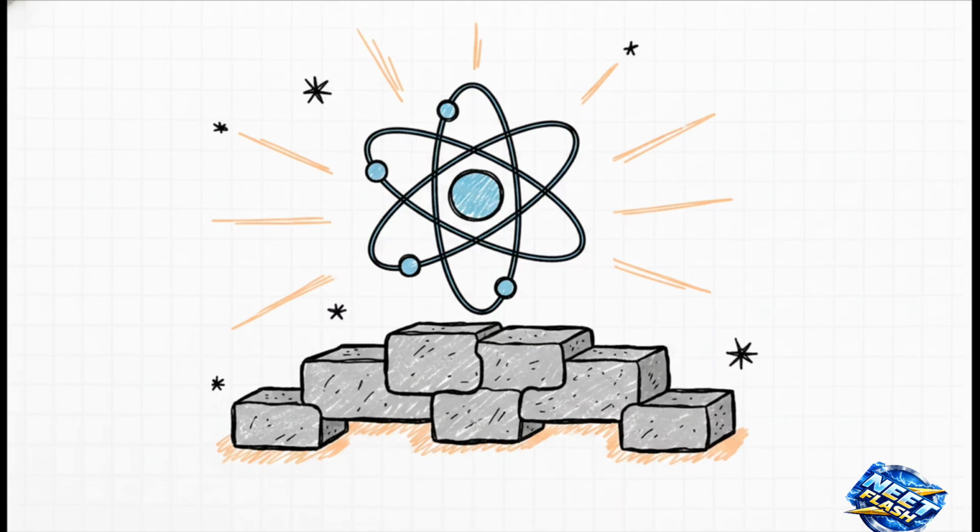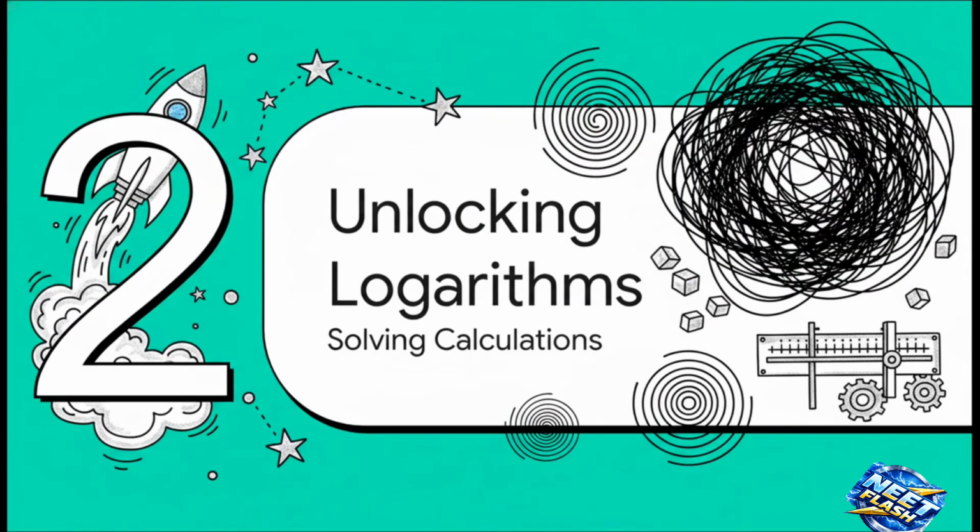Physics relies entirely on algebraic foundations. Think of your basic algebraic identities, expanding formulas or correctly managing exponents. Like if you have x squared multiplied by x to the power 5, you need to instantly know that becomes x to the power 7. If you can't confidently manipulate those basics, the advanced formulas just won't hold up. This is our absolute baseline. Moving right along to section 2, unlocking logarithms to solve calculations.